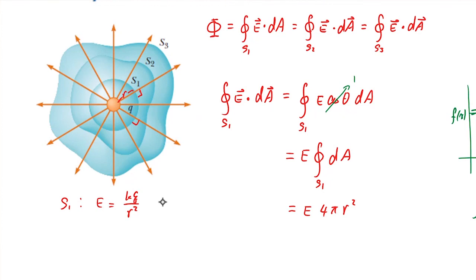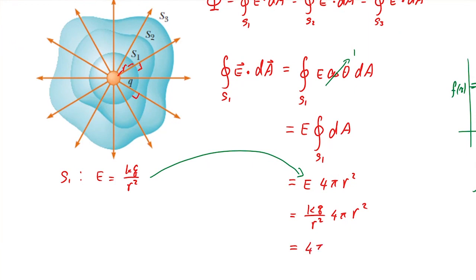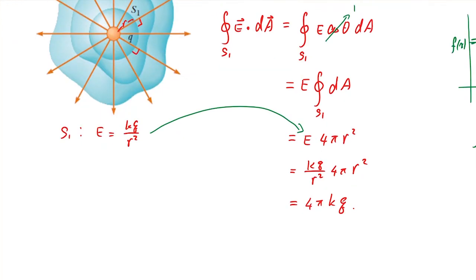Remember this E? We plug it in here now, and let's see what that gives us. So we have kQ over R squared times 4 pi R squared. Oh God, hallelujah, R squared cancels. So 4 pi k Q. I mean, it's not a big surprise, because this is the electric field and you're multiplying by R squared, so R squared cancels.